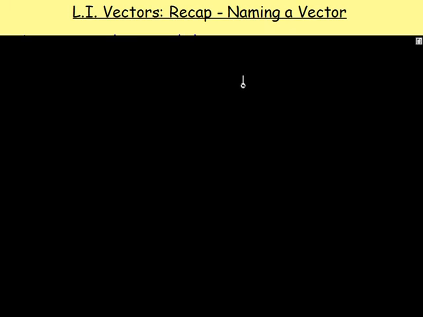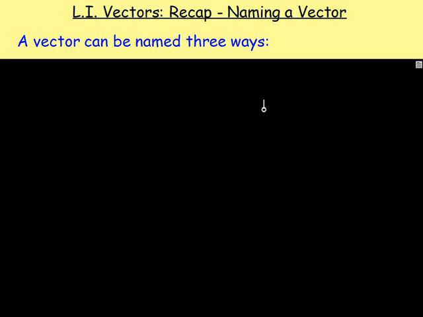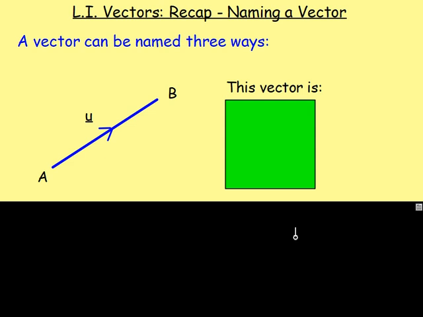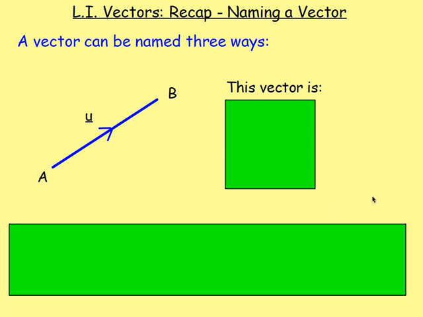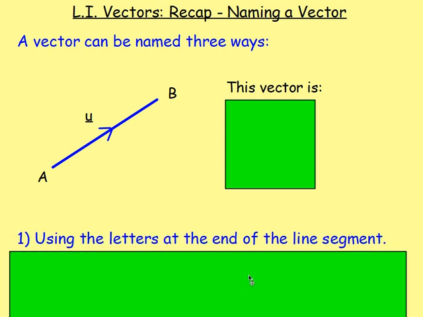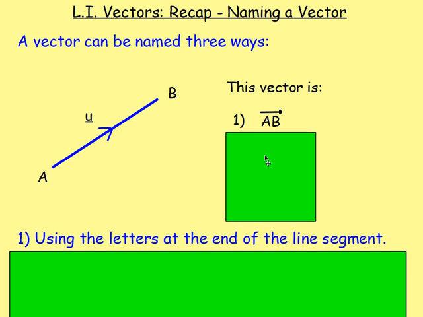Moving on then, naming a vector. So, a vector can be named in three different ways. First of all, we need something with a certain size and direction. So we've got this line here going from A to B. You can see it has a length, it's also got a direction, the wee arrow showing you it's going from A to B, and you can name this vector in three ways. You can, first of all, name it using the letters at the end of the line segment. So it starts at A, it ends at B, so we could say that is the vector AB.